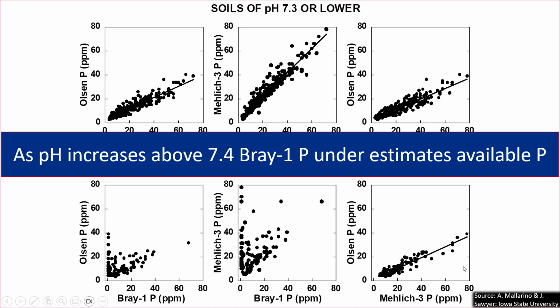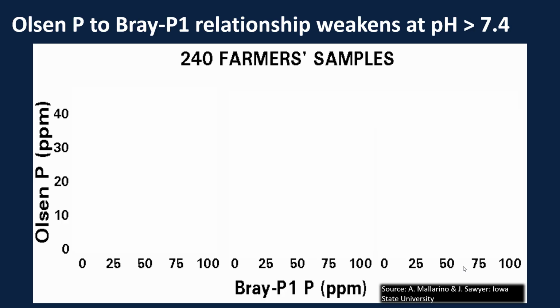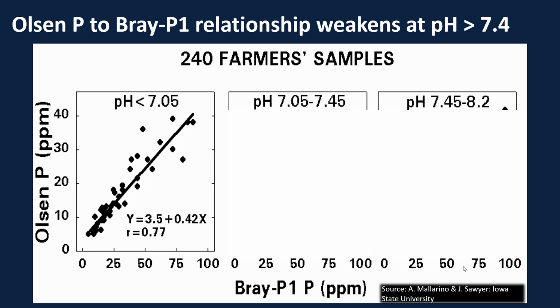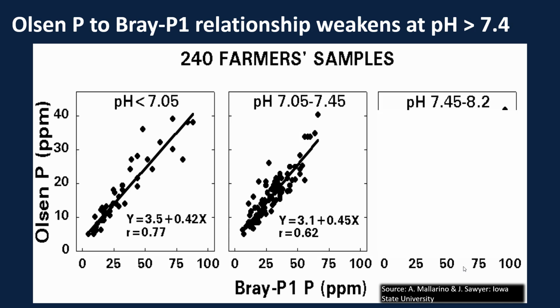So basically, as pH increases above 7.4, the Bray 1 test is much better, and actually, the Bray test underestimates the available P, whereas the Olsen and Malick can do a better job of estimating it. So this is really the same thing, 40 soil samples from farmers' fields. pH is less than 7.5, 7.05 to 7.45, and then 7.45 to 8.2. See the relationship is decent when we're below 7.05, a little bit higher.